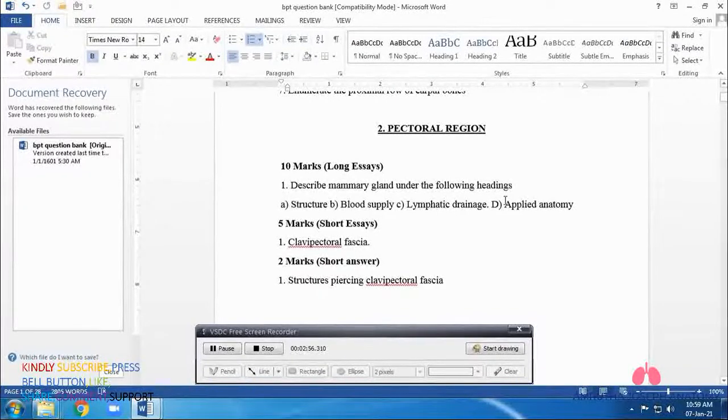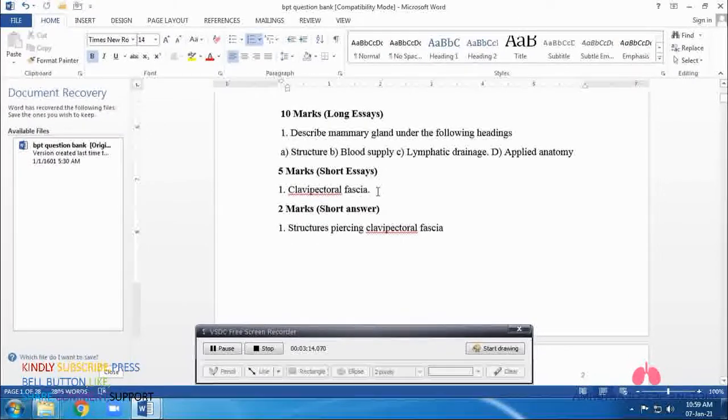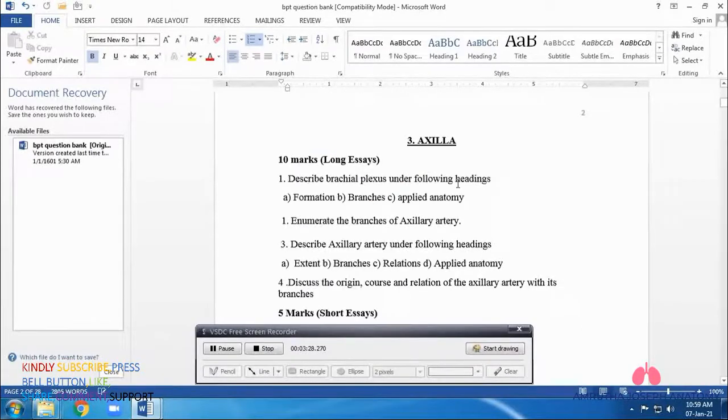That depends. Anyway, coming to the next 5 marker, clavipectoral fascia. Here for clavipectoral fascia, you should always write the attachments and also write the structures piercing the clavipectoral fascia. Coming to the 2 marker, it is here: structures piercing clavipectoral fascia. Coming to the next region, axilla. The 10 marker can be brachial plexus. If brachial plexus is asked, you need to write about formation, how it forms, branches, applied anatomy.